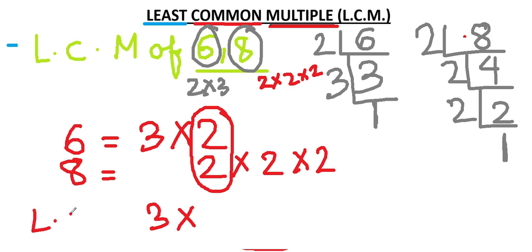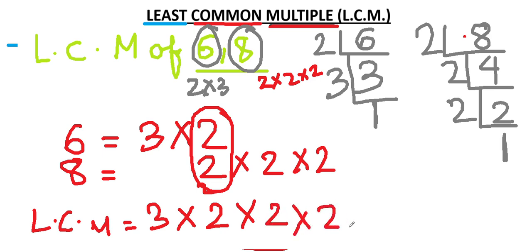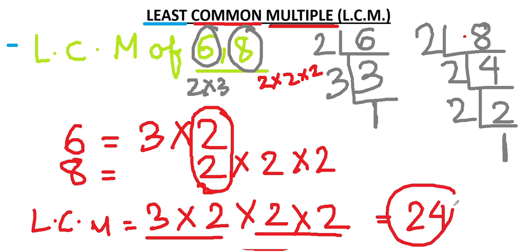So what is the LCM now? The LCM is equal to 3 times, I take 1, 2 from here. There are two 2s, so I take 1, 2 and 2 times 2. So that would give me 3 times 2 is equal to 6, and 2 times 2 is equal to 4. That also would give me the answer as 24. When you are trying to do the LCM, always try to keep the common number underneath each other.